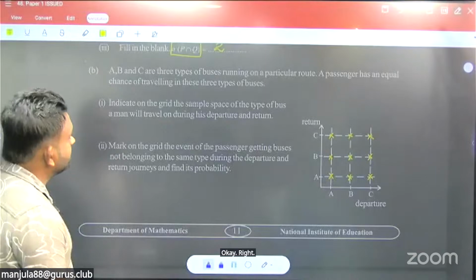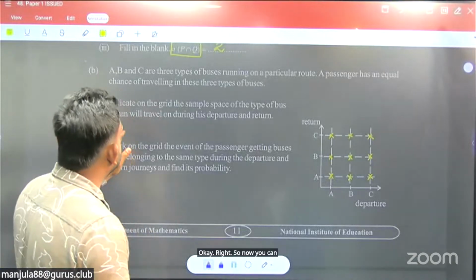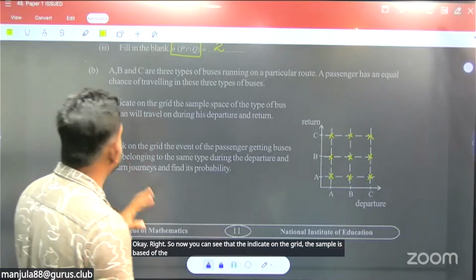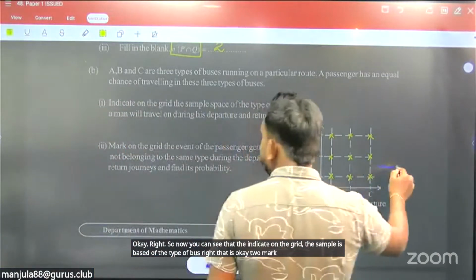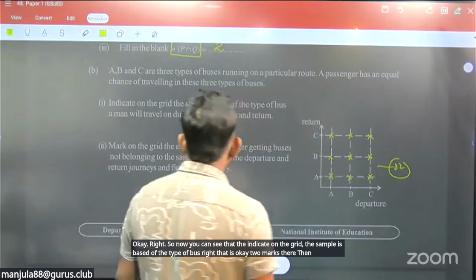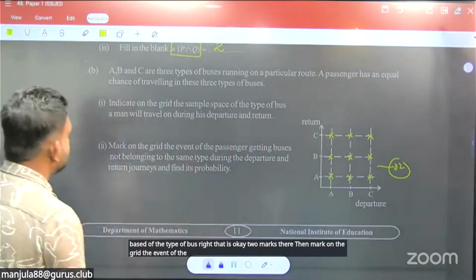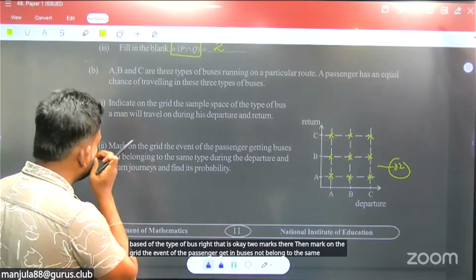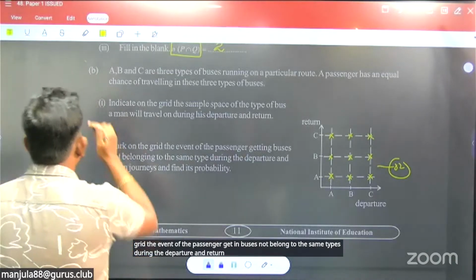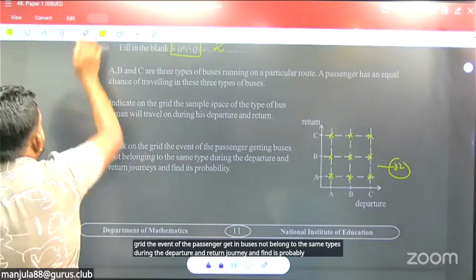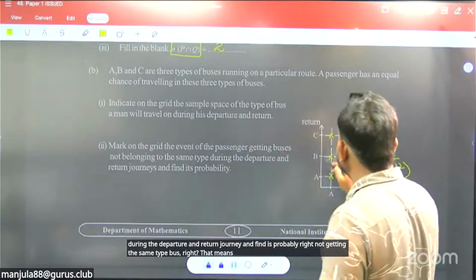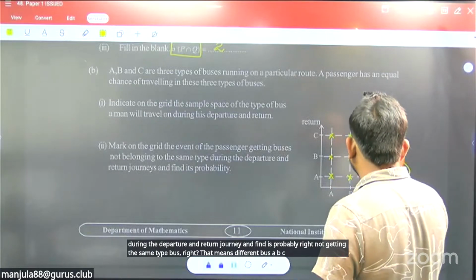So now you can see: indicate on the grid the sample space of the type of bus, right? That is okay, 2 marks there. Then mark on the grid the event of the passenger getting buses not belonging to the same type during the departure and return journey, and find its probability. Not getting the same type of bus, right? That means different buses: A, B, C. B, B and C, C no, right.